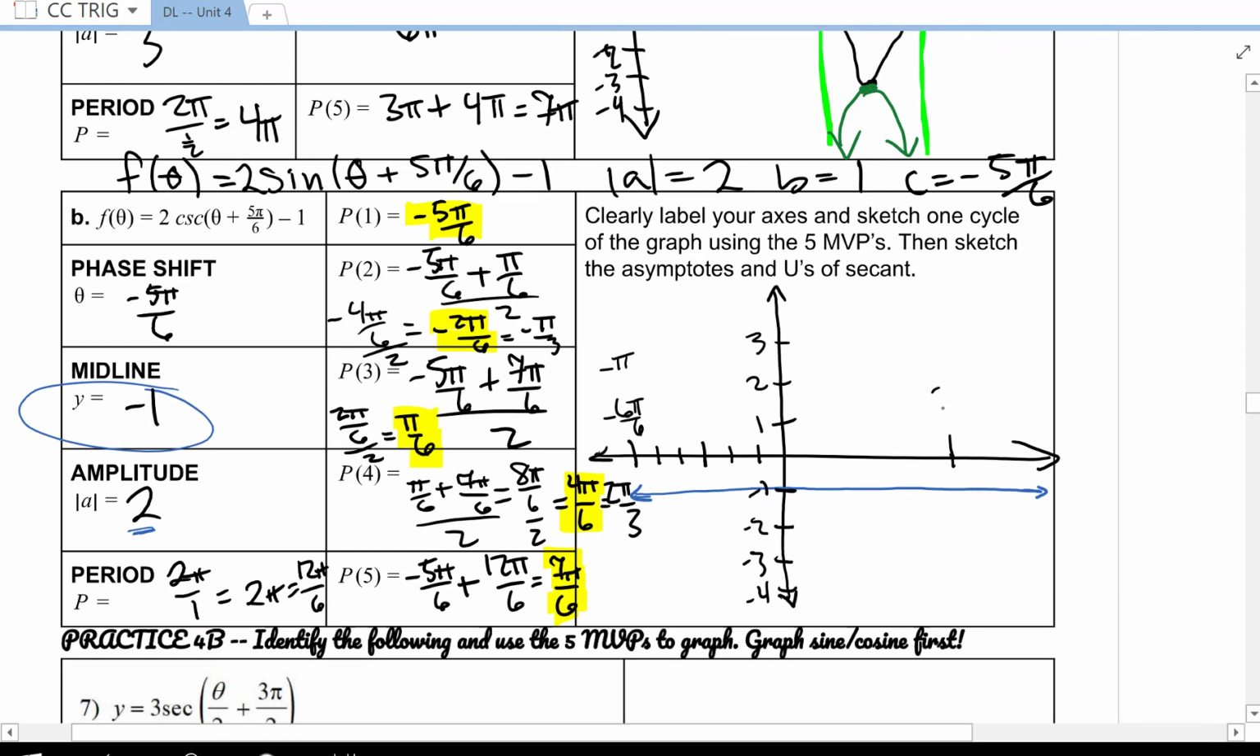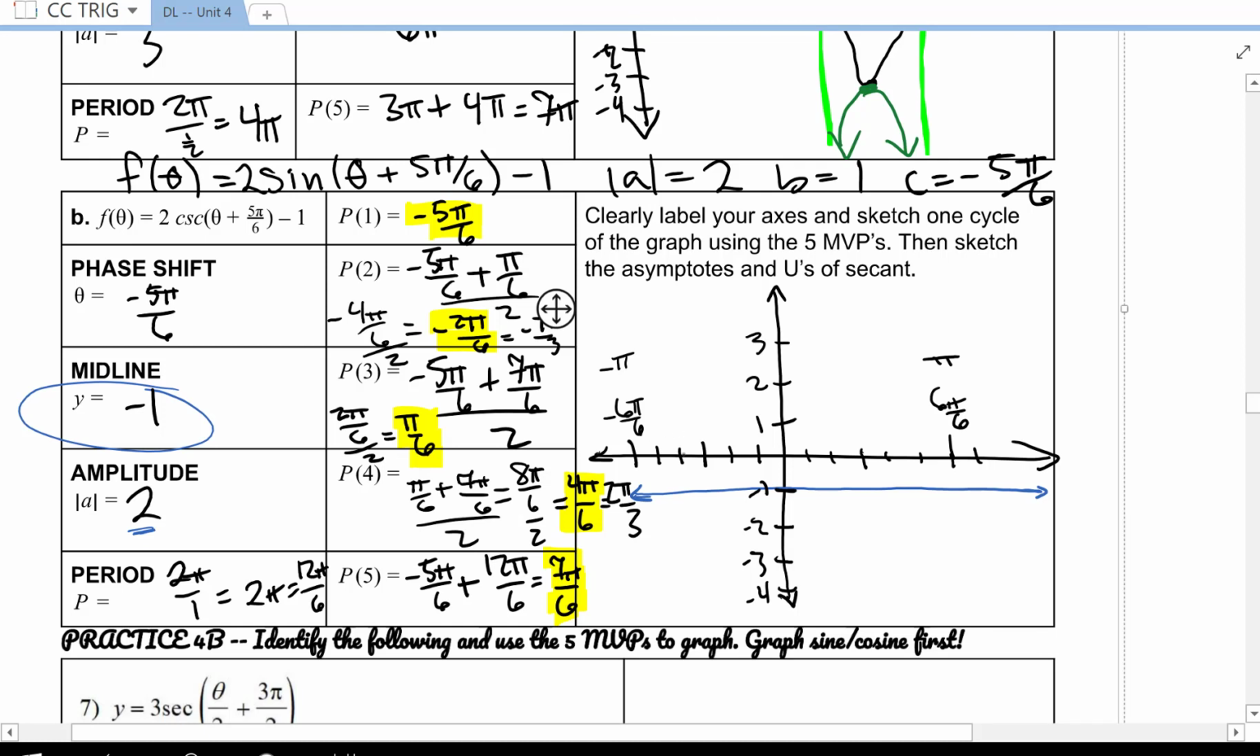So this is going to be 6 pi over 6. Usually I would label it below, but the midline is kind of in my way, so cut in half, and then thirds, and one more, of course, to recognize the P5. Okay, so -5 pi over 6.